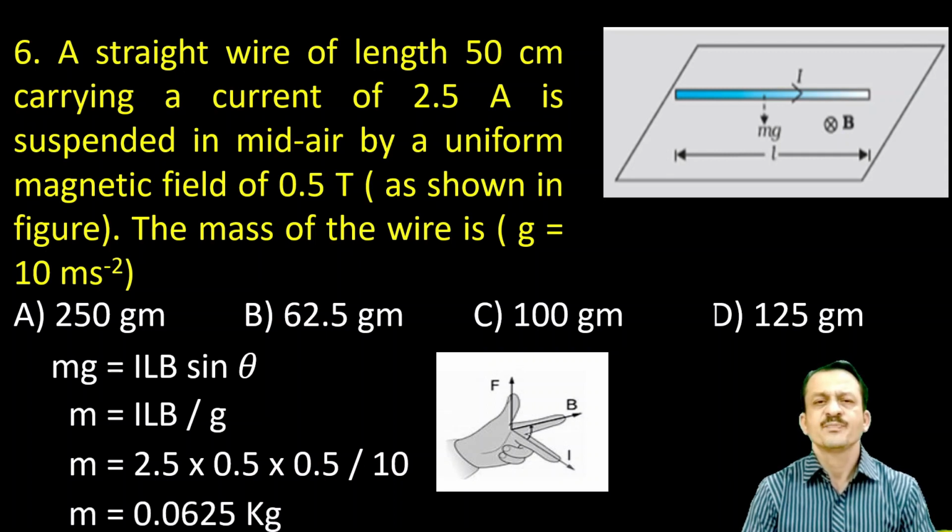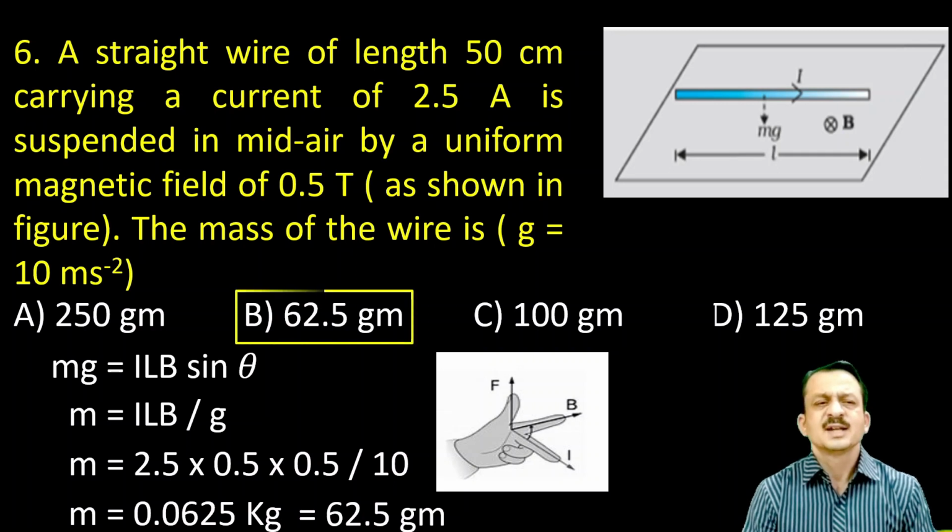If I remove 10 raised to minus 4, then it becomes 0.0625 kg. If I write it in terms of grams, it is 62.5 grams. The value is 62.5 in grams if I multiply by 1000. So therefore B is the right answer, 62.5 grams. Next problem.